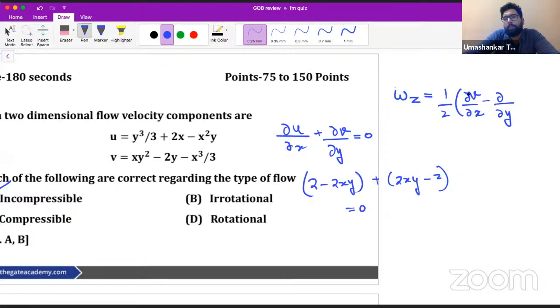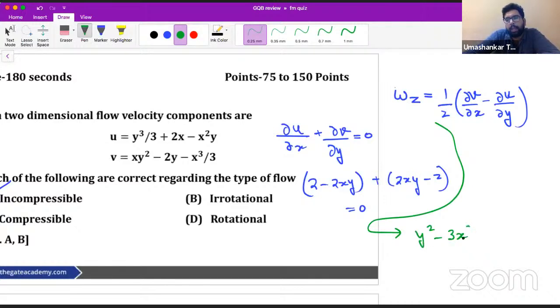So the component of velocity in the y direction should be here, and the component of velocity in the x direction should be here. So we can put the value of del v by del x and del u by del y and check. So what is this del v by del x? I'm writing it here. Del v by del x is y square minus 3x square by 3, right?